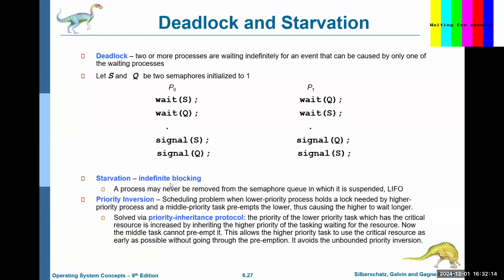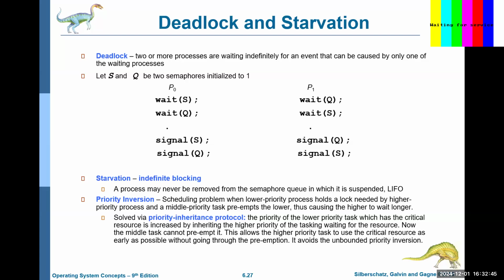We're going to have starvation, indefinite blocking. A process may never be removed from the semaphore queue on which it is suspended. Why did I write LIFO, last in, first out? I don't know why. Someone could always come after. If I'm waiting in the line and someone comes in, then he's going to leave, and before I get to leave, someone else comes in again. Right, you're saying LIFO would be the starvation method. Infinite blocking, right.